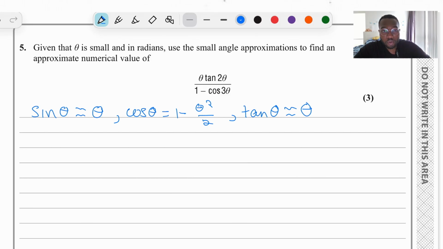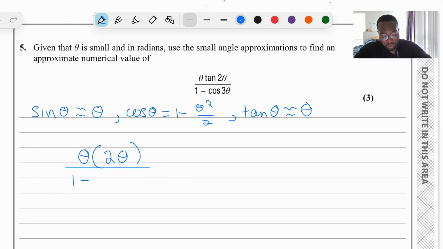So with these types of questions, we need to put in these values now where we can. So for example, what do we have? Well, we have theta here. So we'll start with the theta tan 2 theta. Well, we have theta. Now tan 2 theta, if tan theta is approximately theta, then tan 2 theta would just be 2 theta. So we can put 2 theta here, okay? That's the numerator done.